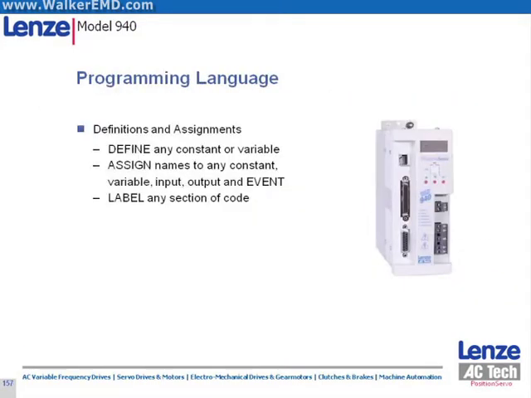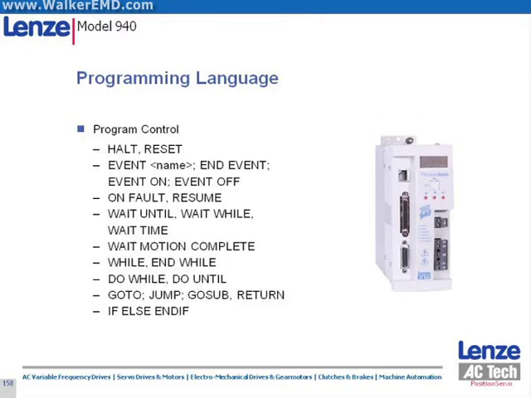The indexer program is written in a basic-like language called simple motion language, or SML. As with most basic-like languages, the user can define any constant or variable. They can assign names to any constant, variable, input, output, or event. This is commonly called aliasing. Labels can also be added to any section of code to facilitate program development and program execution, i.e. the goto command. The commands shown on this slide are used for basic logic decisions.